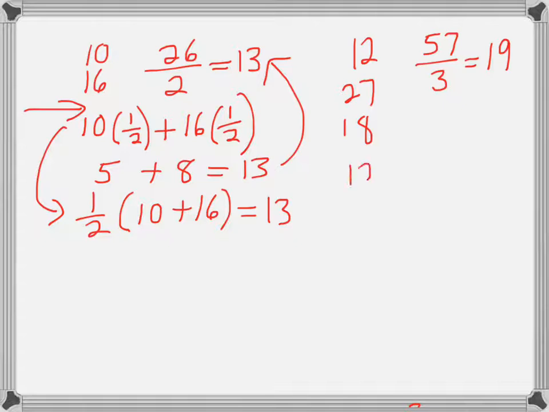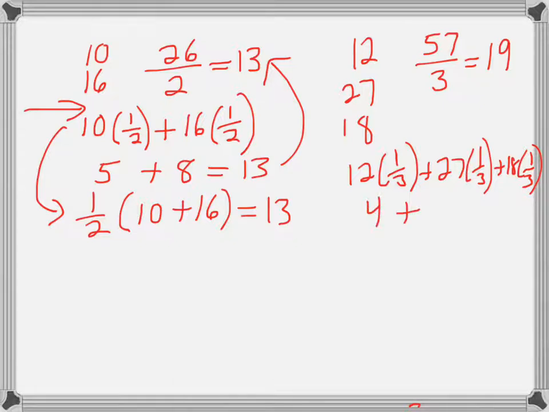So I take 12 times 1/3 plus 27 times 1/3 plus 18 times 1/3. And if you take 12 times 1/3, of course you get 4. 27 times 1/3, you get 9. And 18 times 1/3, you get 6. And if you add them all up, you get 19. So you still get the same answer.